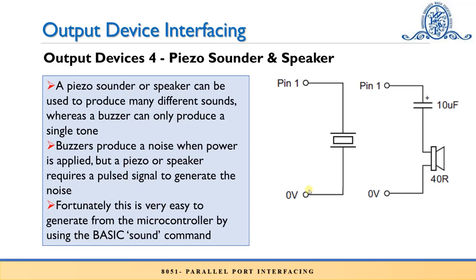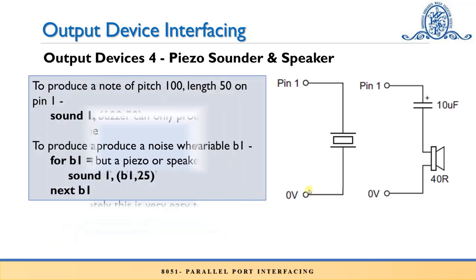In this case, the piezoelectric buzzer and the speaker are shown as the output devices which can be connected to the microcontroller. A piezo sounder or a speaker can be used to produce many different sounds, whereas the buzzer can only produce one single tone. The buzzer produces a noise when power is applied, but a piezo or a speaker requires a pulsed signal to generate the noise. Fortunately, this is very easy to generate from the microcontroller by using the basic sound command. So by using the basic sound commands, we can generate different sounds. So this is how one can connect them to the microcontroller.